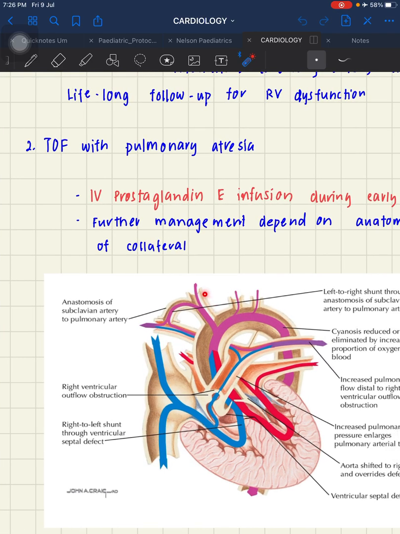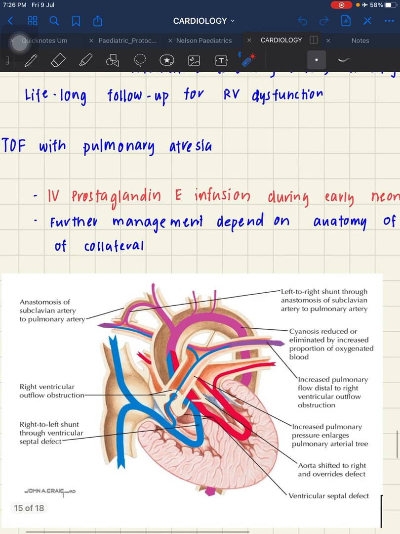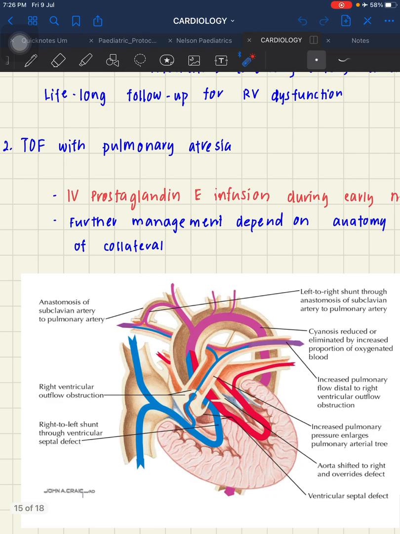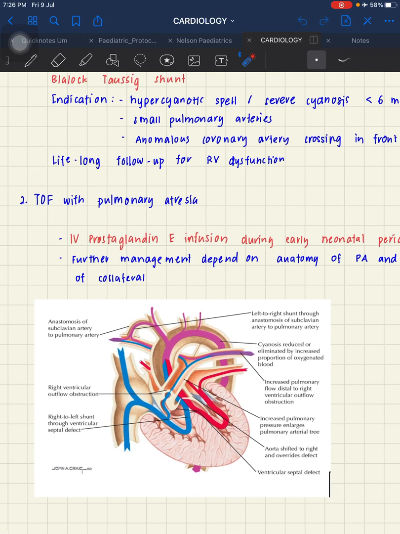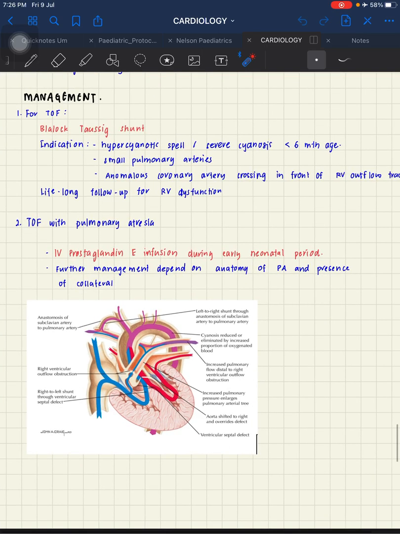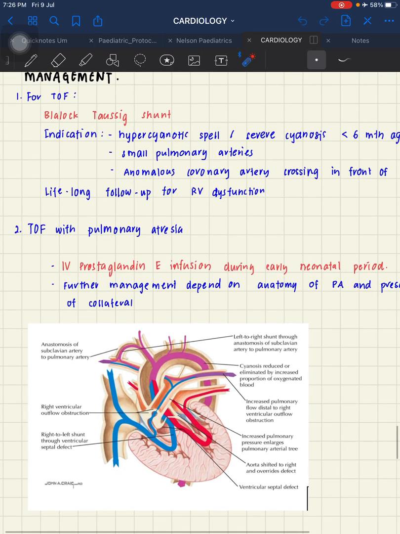It is actually a surgical procedure creating an anastomosis from the subclavian artery, which is the first branch from the aortic arch, to the pulmonary artery. This anastomosis reduces the cyanosis and also increases the pulmonary flow distal to the right ventricular outflow obstruction, which is the pulmonary stenosis. And the second management is, if the patient has tetralogy of Fallot with pulmonary atresia, we should give IV prostaglandin E infusion during the early neonatal period.